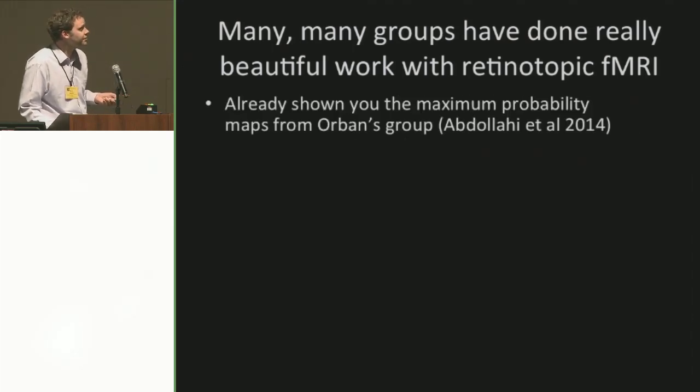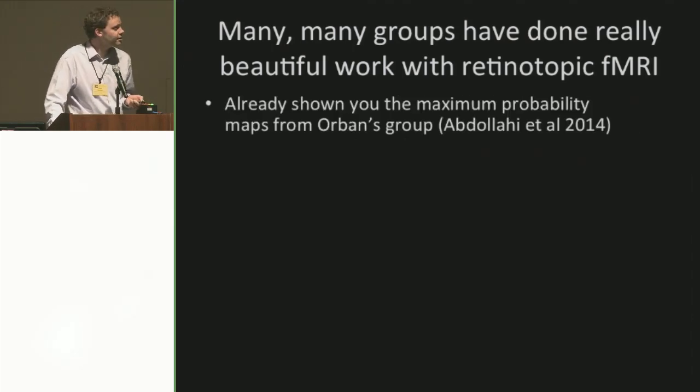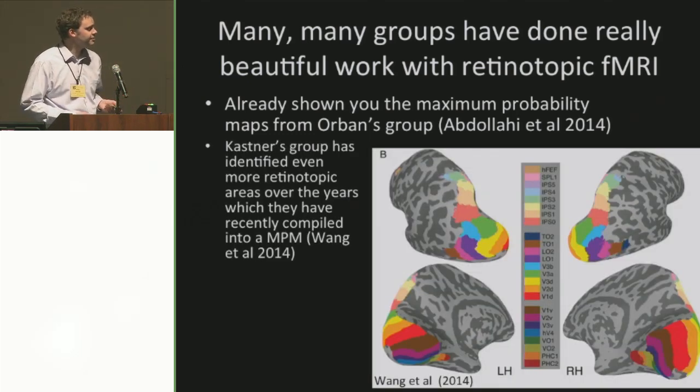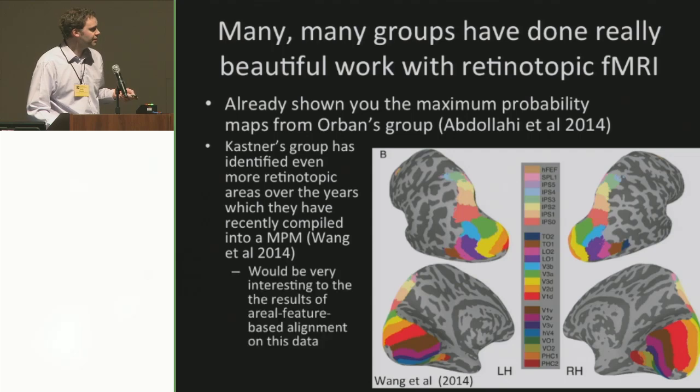Others have done, I've already shown you the Orban retinotopic maximum probability maps, but another study that recently came out actually found even more cortical areas, out of Sabine Kastner's group. In this one, though, they used only the folding-based registration. They didn't use areal feature registration, and you can see some on the edges there. The maximum probability map is kind of petering out. So it'd be really interesting to see this map based on areal feature alignment.